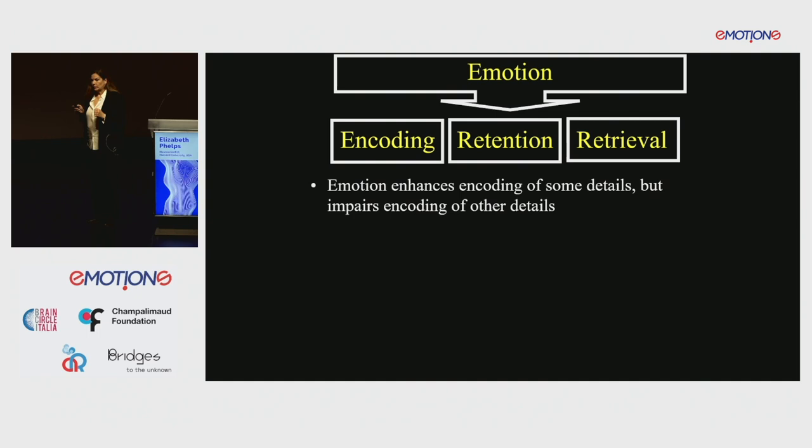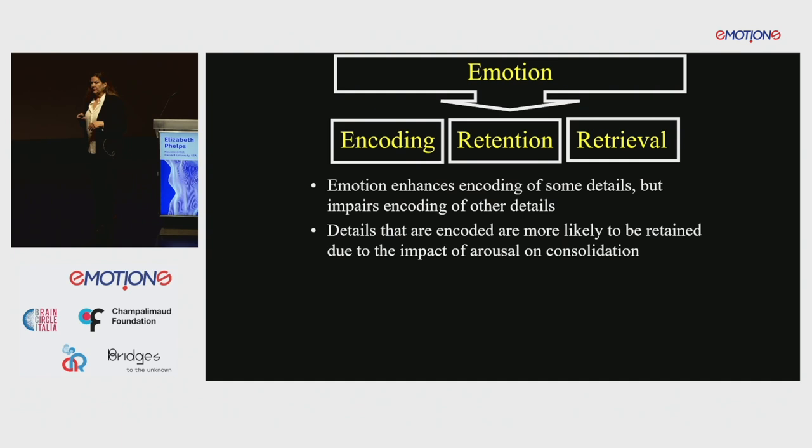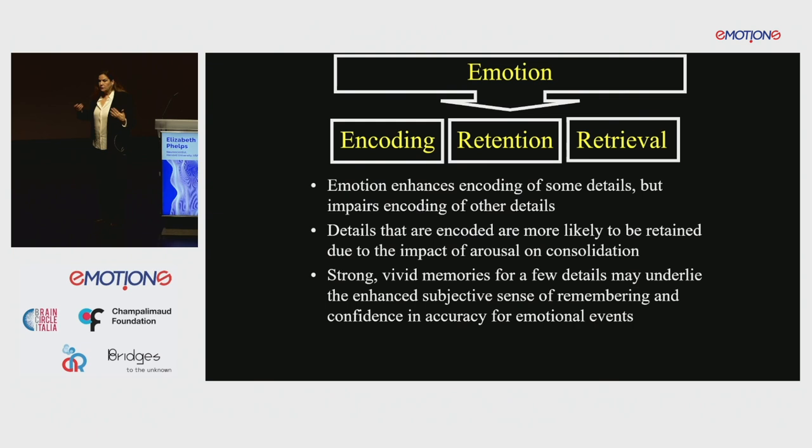So this is just what I've told you. Emotion enhances encoding of some details, but impairs encoding of other details. Details that are encoded are likely retained due to the impact of arousal and consolidation. And the strong, vivid memories for a few details underlie the enhanced subjective sense of remembering and confidence in accuracy for emotional events. But that's not the end of the story.